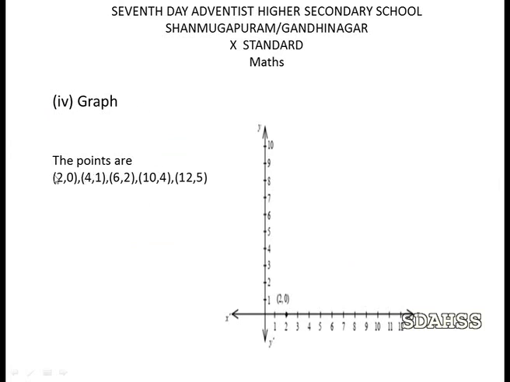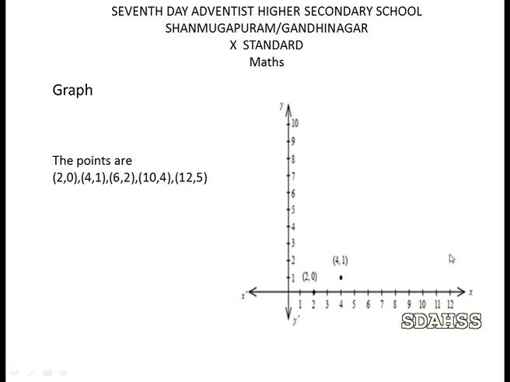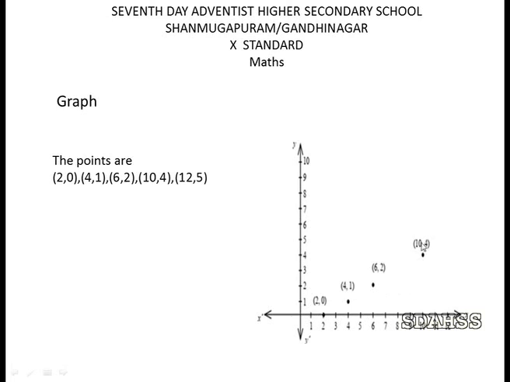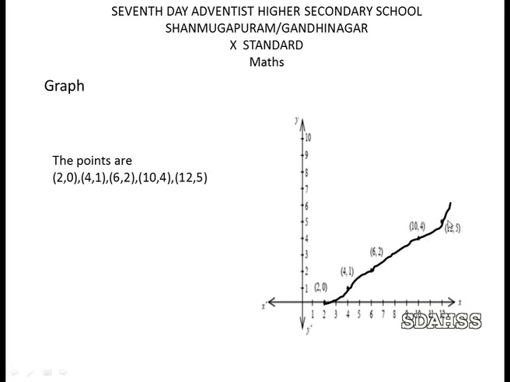Graph. The points are (2, 0), (4, 1), (6, 2), (10, 4) and (12, 5). First draw the horizontal and vertical lines. First plot the first point (2, 0) and then plot the second point (4, 1). Plot the third point (6, 2), and the fourth point (10, 4). Finally the last point (12, 5). Now join all the points.